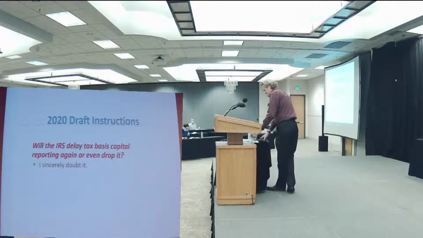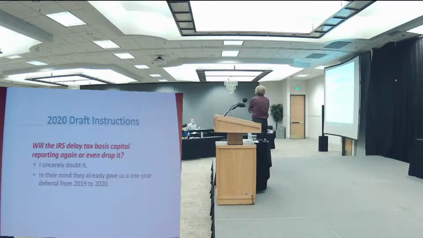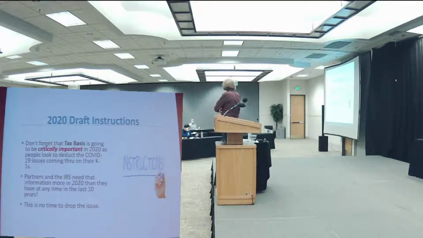I don't think they're going to. No. Remember 2019 when they came out with the draft form. They were requiring tax basis capital for everybody on 19. And we screamed, we howled, we said, no, we can never get this done in time. Are you nuts? And they gave us a year. They delayed it. They've already given you a 1-year extension. I don't know if they're going to give you another now.